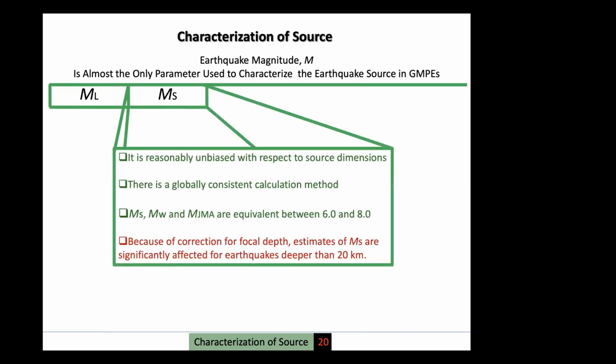The next type of magnitude is MS, which is far better than ML, and it is somehow equivalent with MW and MA, which we will talk about a few minutes later, in the range of 6 to 8. So we already know that ML is not reliable for large magnitude earthquakes. And the disadvantage of MS is that because of the correction for focal depth, estimates of MS are significantly affected for earthquakes deeper than 20 kilometers. So the depth of the earthquake can bias the estimation of MS.